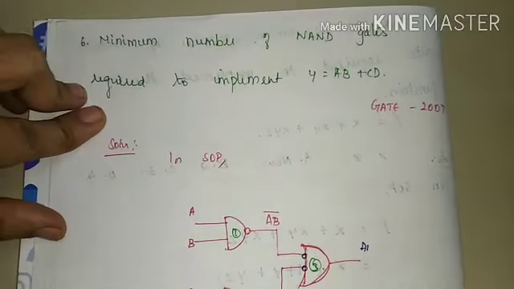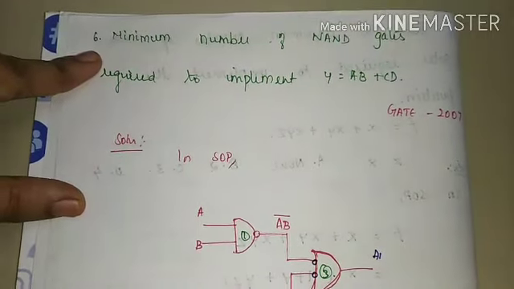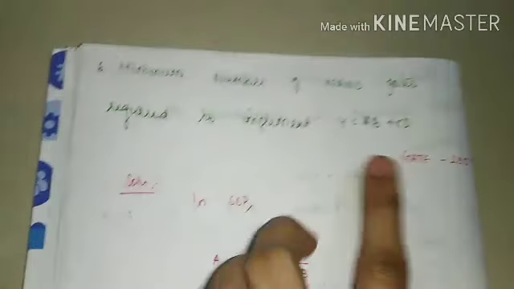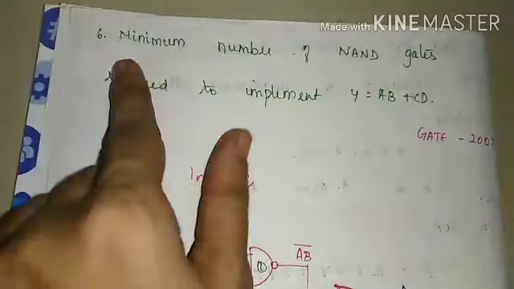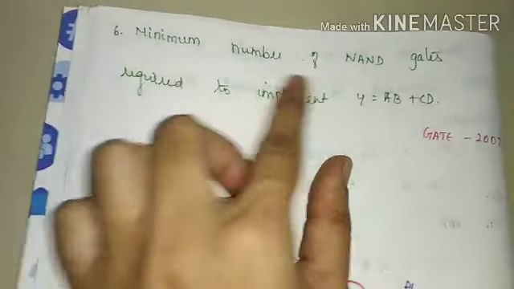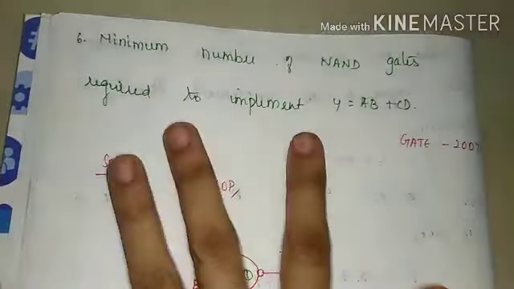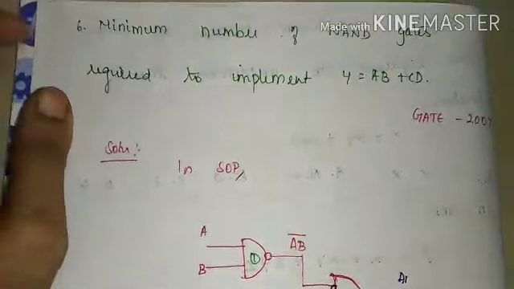See the problem number 6. Minimum number of NAND gates required to implement the function AB plus CD. Surely in all competitive exams, mostly in all GATE exams, there will be one problem based on this question. Minimum number of NAND gates or minimum number of NOR gates. Surely one question will be there from Boolean algebra in all competitive exams.